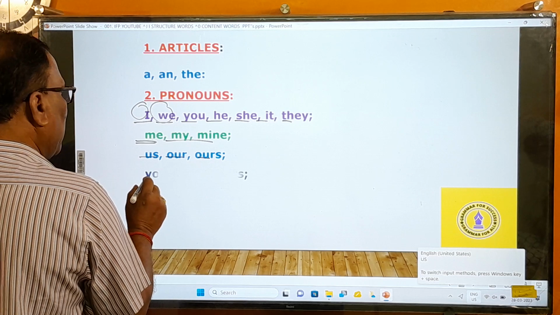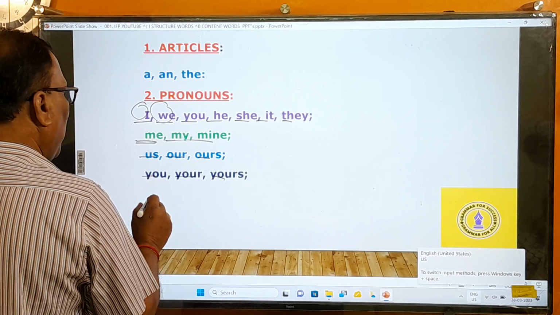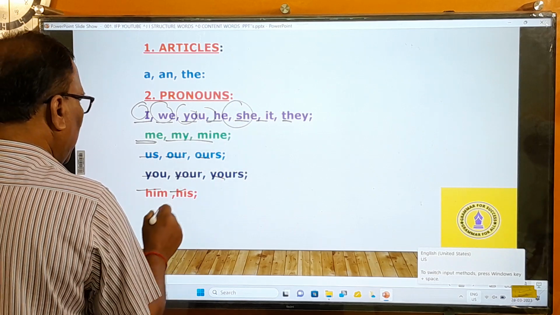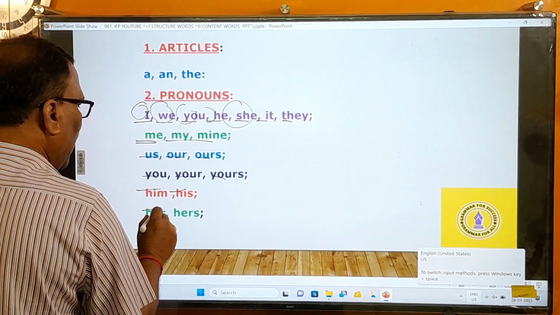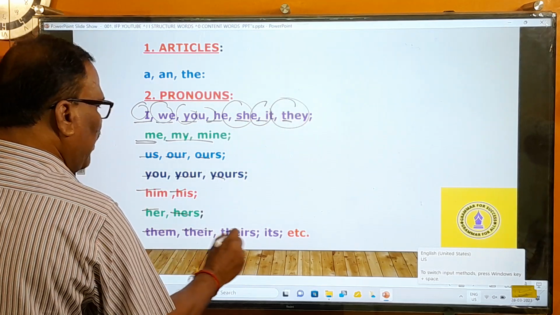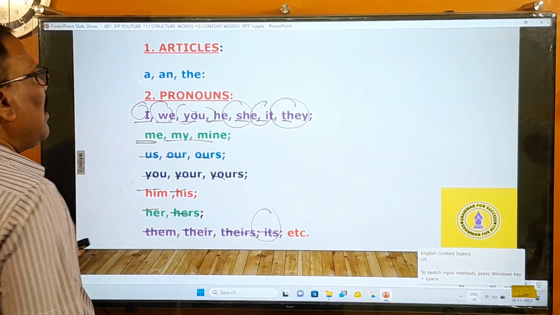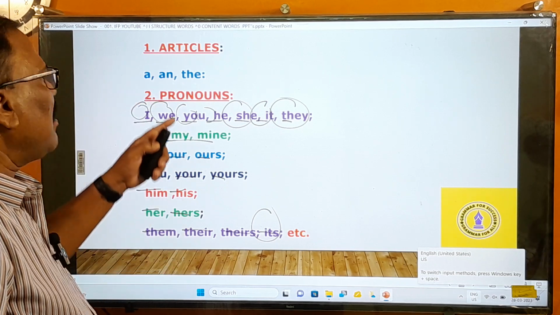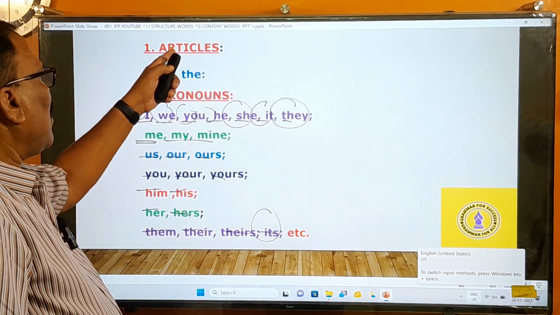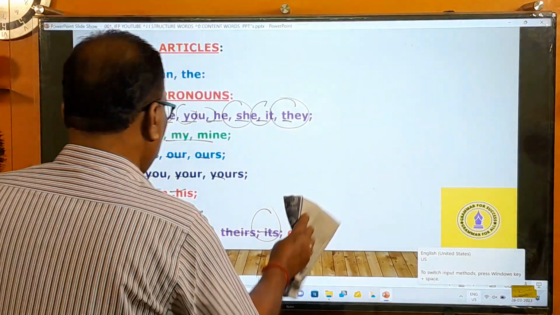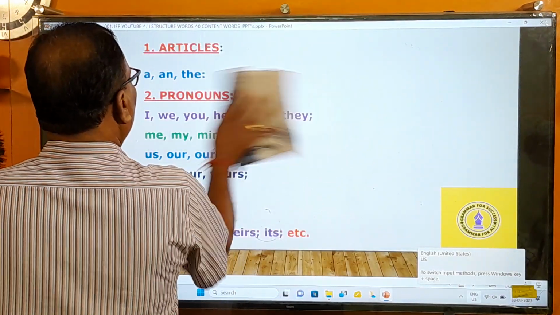From you, what is that? You, your, yours. From he, him, his. From she, what is that? Yes, her, hers. From it or they, what is it? Them, their, theirs, its. So in this way, these are all pronouns, these are all structure words. These are articles, they are structure words. And now let's go to the next slide.